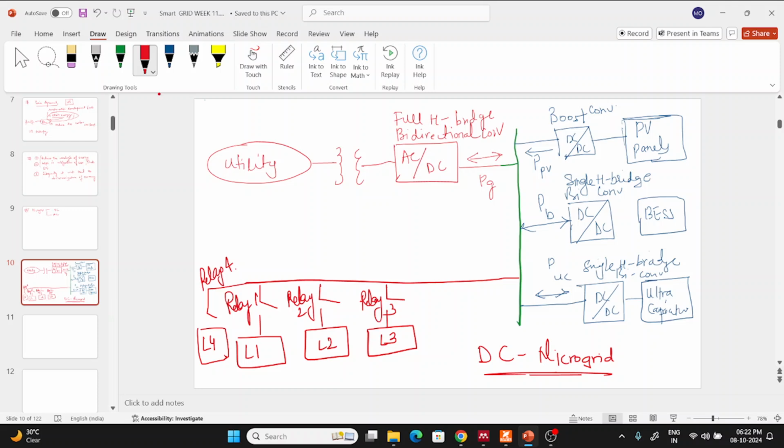Now, some of the loads will be categorized as essential loads. Let's say this L4 is an essential load. Why is this essential? It may be a hospital load or critical care units load, where you cannot remove the supply of these loads. It can be done only in emergency situations. And all the others are the non-essential loads.